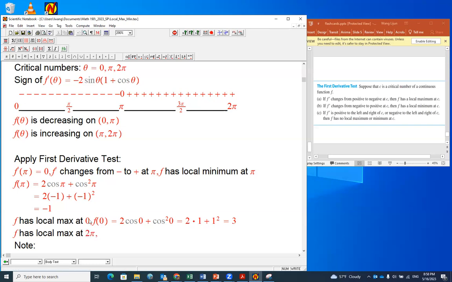And what is F of 2 pi? We plug in the number, replacing theta by 2 pi. And what do we get? Cosine 2 pi is 1. So this is 2 times 1 plus cosine squared 2 pi, that's going to be a 3 as well. So in the end, we got these local maxes. How many local maxes do we have? We have two local maxes and one local minimum, which is in the middle.